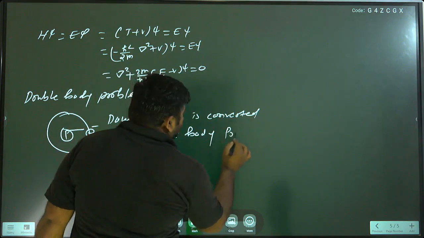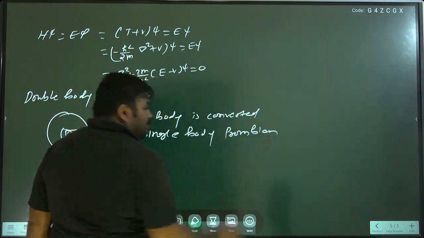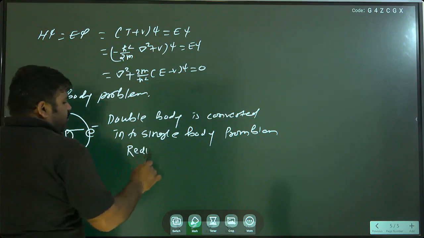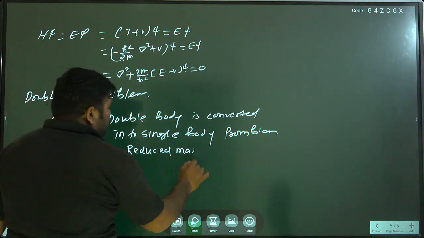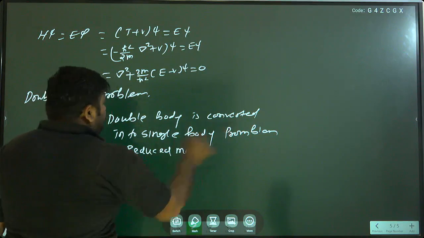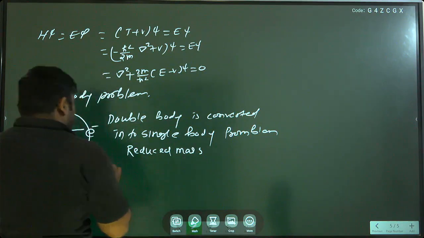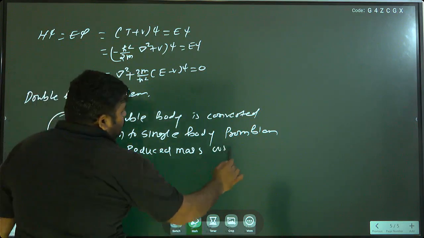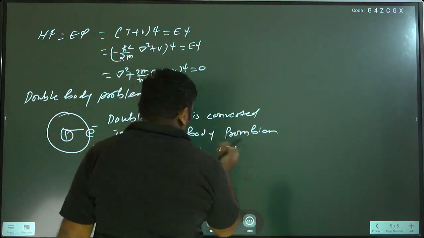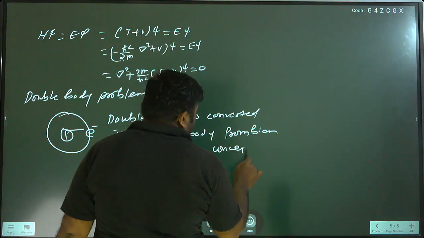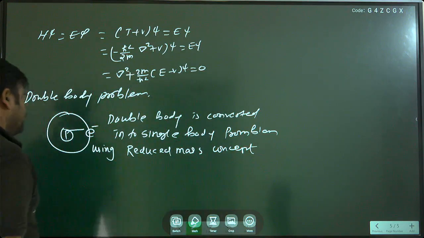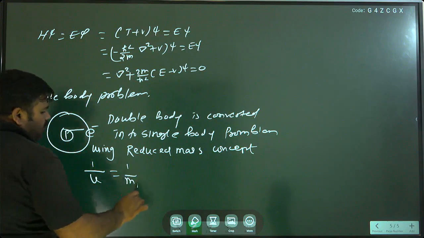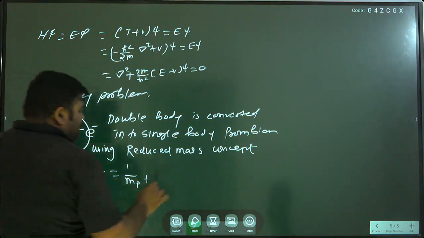Okay, single body problem. By using कौन सा कंसेप्ट हम यूज करते हैं कि डबल बॉडी इज कन्वर्टेड इनटू सिंगल बॉडी बाय यूजिंग द reduced mass concept. Yes or no? Using reduced mass concept. Okay, what is the reduced mass concept? We know that 1 upon mu is equal to 1 upon mass of first body, suppose proton, m p, plus 1 upon mass of electron.